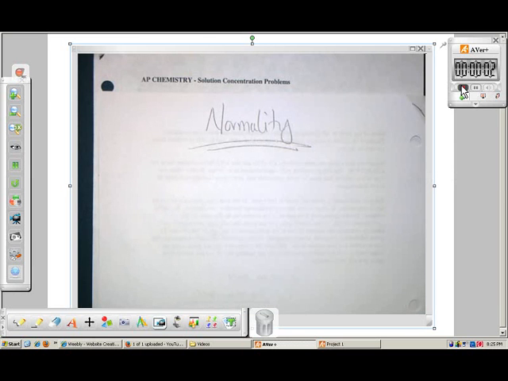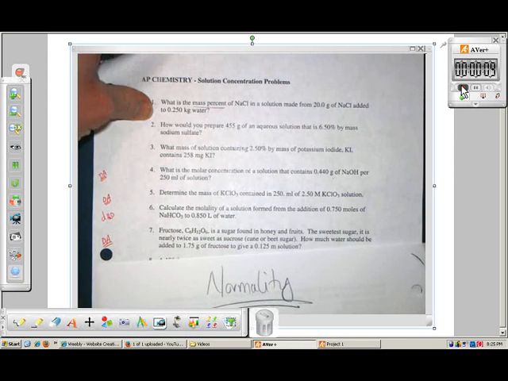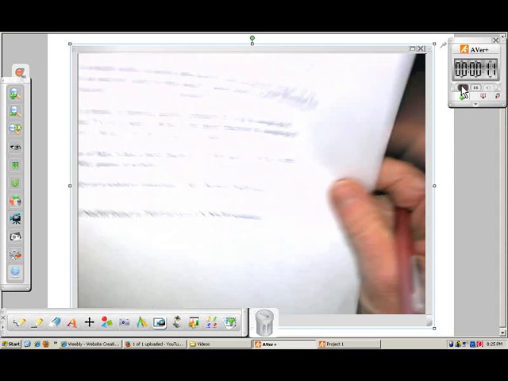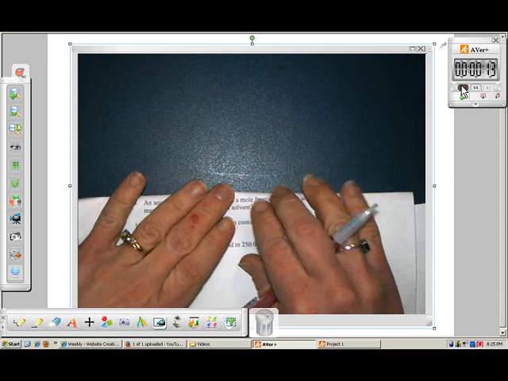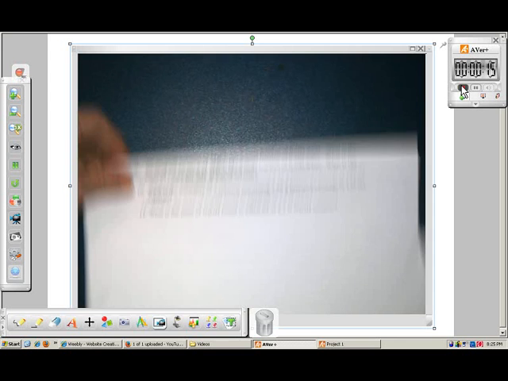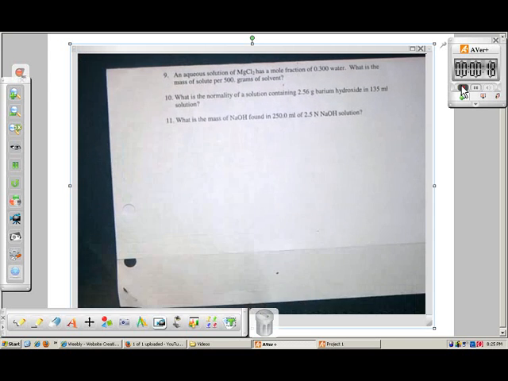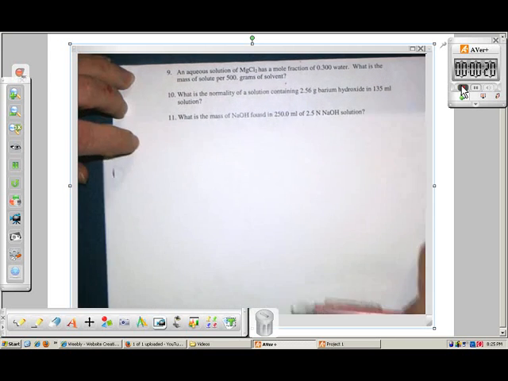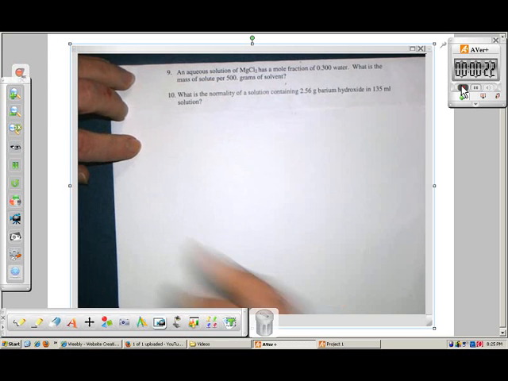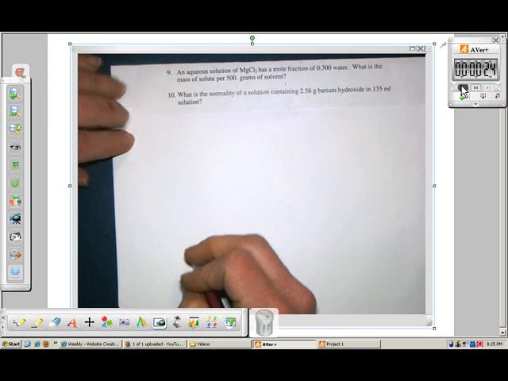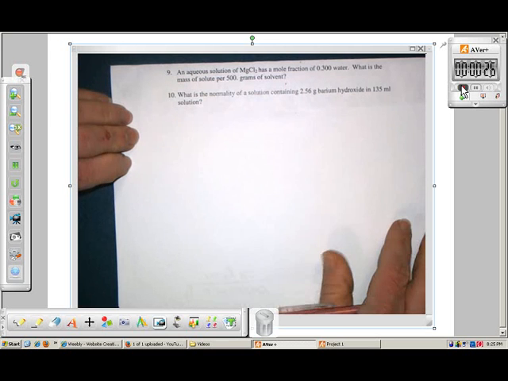This will be a brief video highlighting normality. Returning to the concentration problems, just looking at the last three, we'll start with number 10. What is the normality of a solution containing 2.56 grams of barium hydroxide in 135 milliliters of solution?